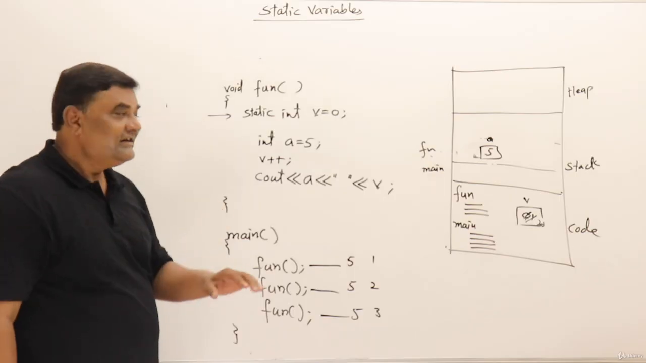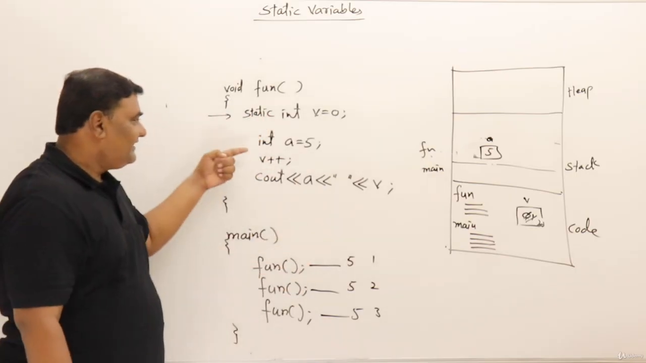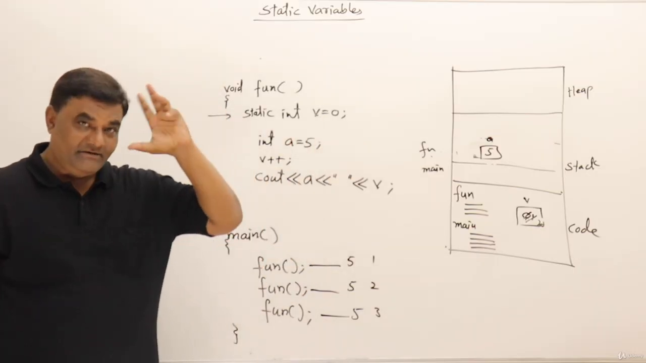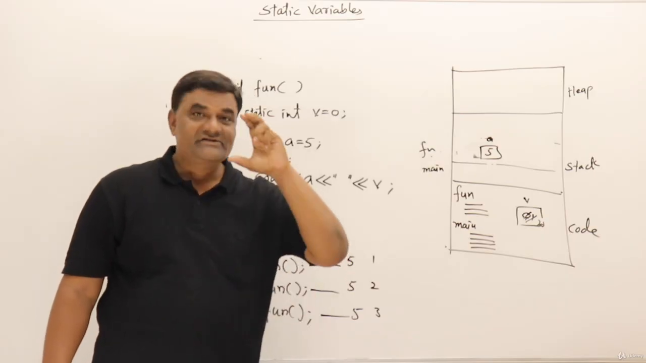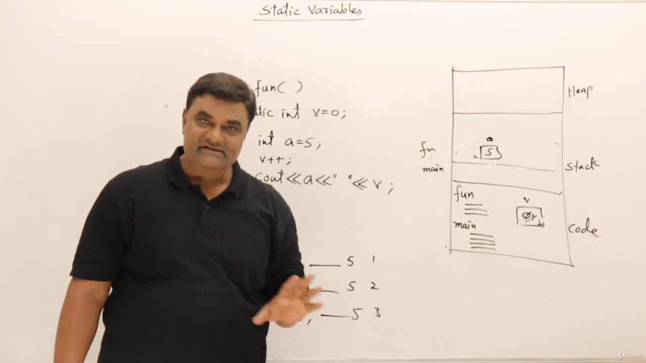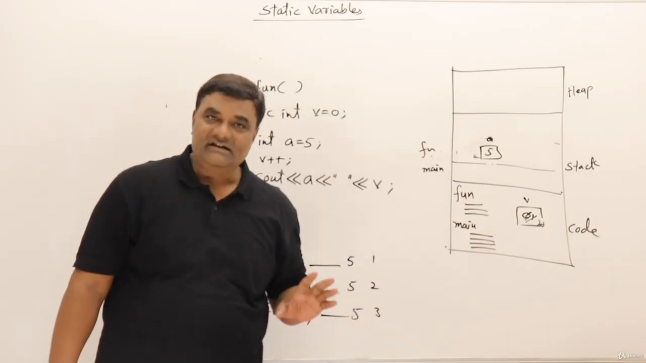So the point here is, when you write any static variable, it is not created every time just like other local variables. So whenever you think of static variable, imagine that they are global, but their scope, visibility is limited to a function. That's it. This is the easiest way to understand static variables.